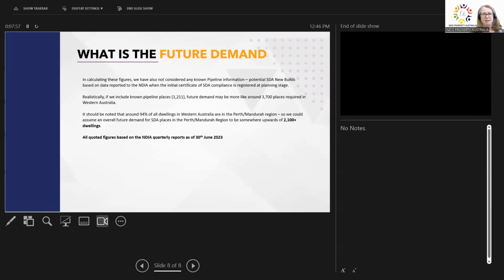Now, just to let you know that in calculating these figures, we've not considered any known pipeline information. So when new build dwellings are at the planning stage, they need to get an SDA certification. And when that is done, the NDIA log that information in their database, and that's part of the quarterly data that is made publicly available on the NDIS website.